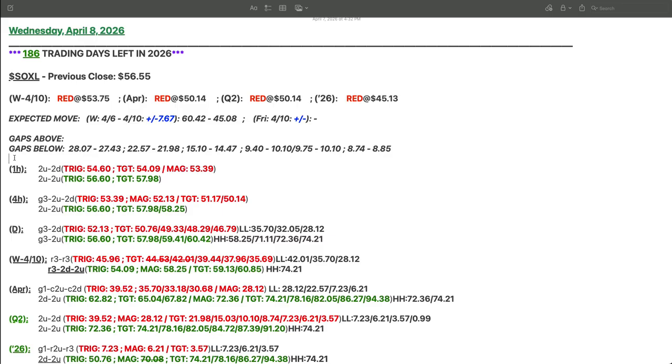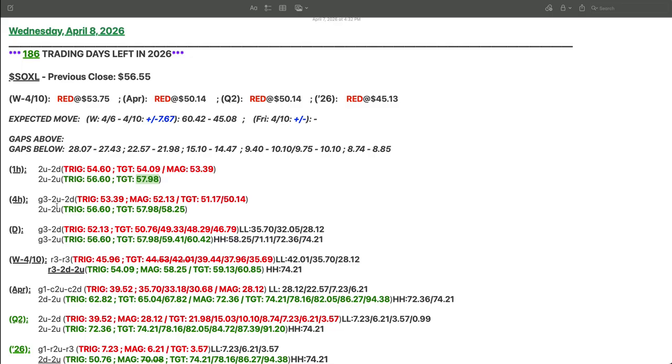We talked about, from an early morning scalping perspective, we want to look for higher lows at or above the opening print to get into calls, targeting overnight high and previous day high. And we're also looking for lower highs at or below the opening print to get into puts, targeting overnight low and previous day low. Now, on the 1 hour, we talked about the two up, two down possibility, triggering at 54.60 with a magnitude of 53.39.